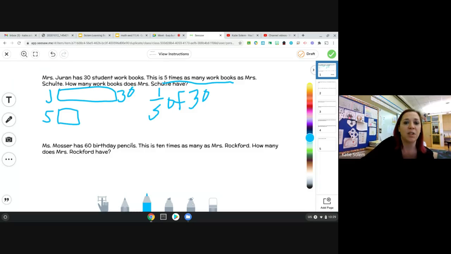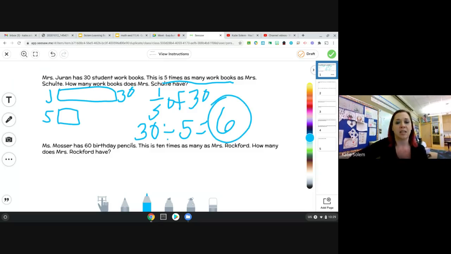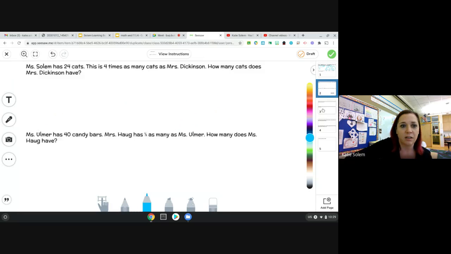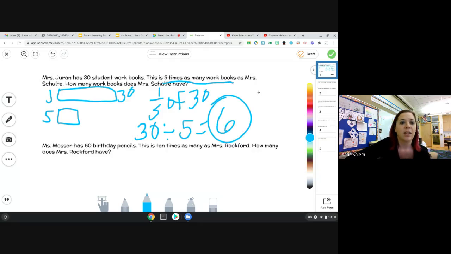So 1/5 of 30. To figure that out, we would need to go 30 divided by 5 to get how many books Mrs. Schulte had. Let's see here, 5, 10, 15, 20, 25, 30. Mrs. Schulte had 6 books. I'll try one more with you, and then you can do the rest on your own. If you look on the side here, there are other pages to practice. So let's do one more together.